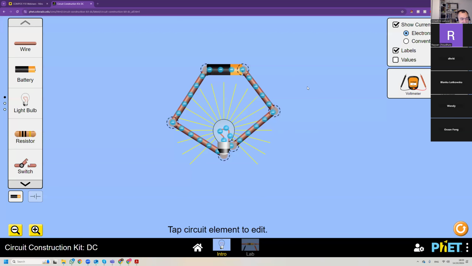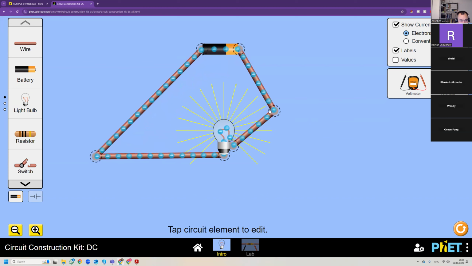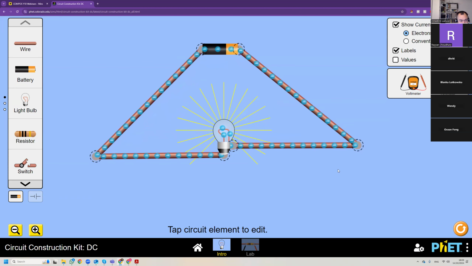Okay, so this is a simple circuit. So electrons go around the circuit. The battery provides energy to those electrons. And then these electrons go to the lamp and the lamp transfers that energy into light and heat. And then the electrons go back to the battery to get some more.